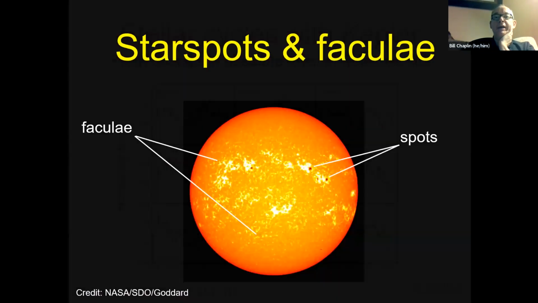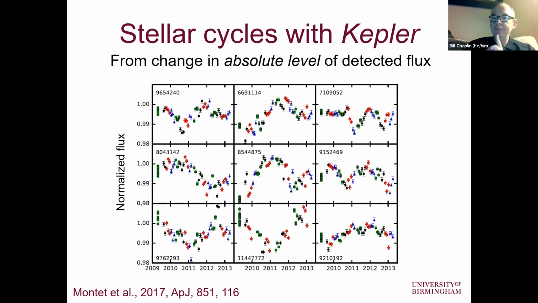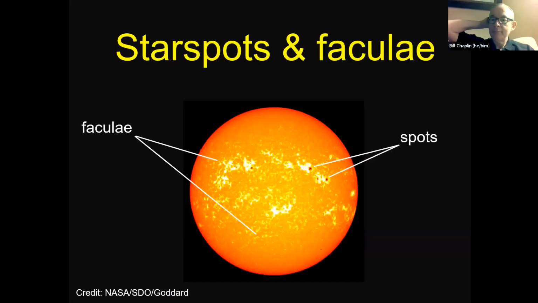So having these two different ways of measuring the variability, one, the variance around the mean, one, the absolute level, actually gives us complementary information. And here we just need to think about the two types of activity that you might expect to dominate the variations in brightness. So one are spots. Spots are dark. They tend to be big features with strong magnetic fields, dark because convection is inhibited.